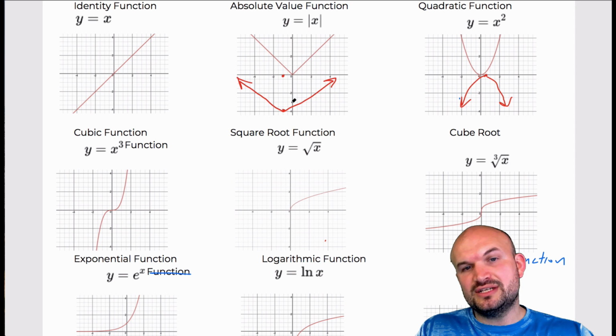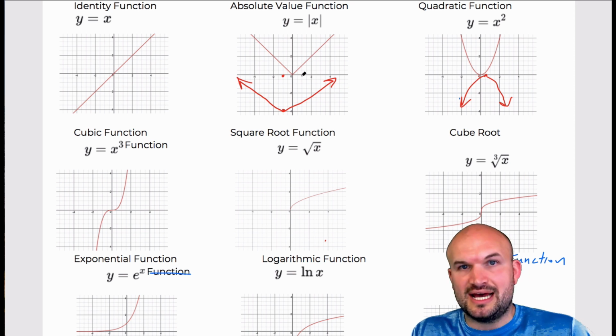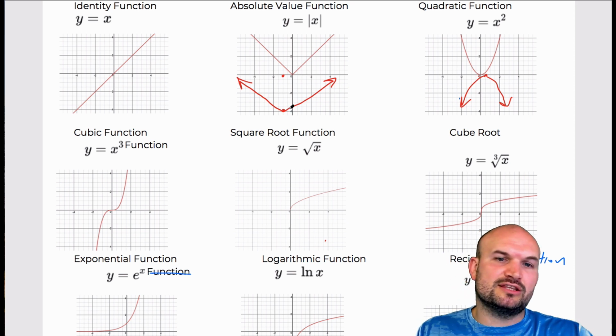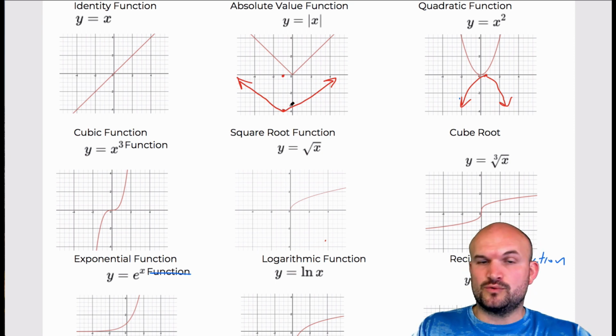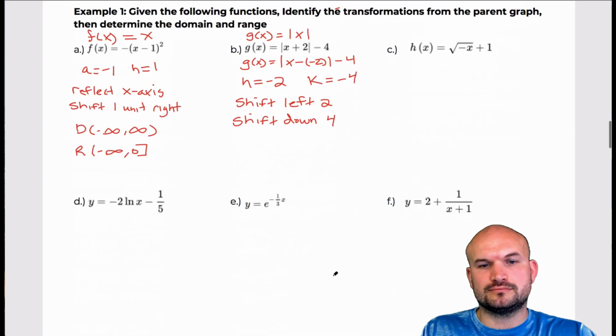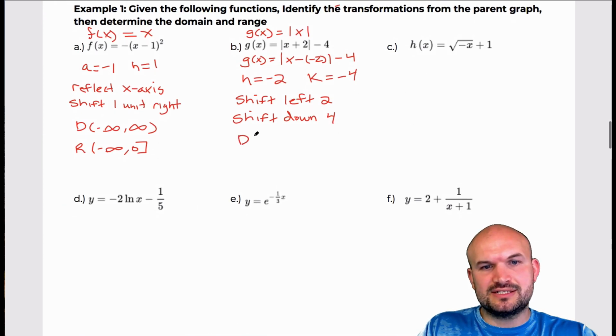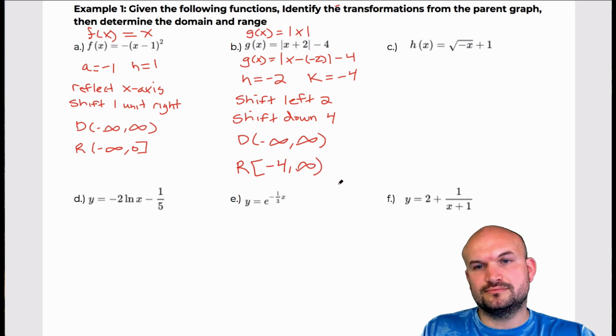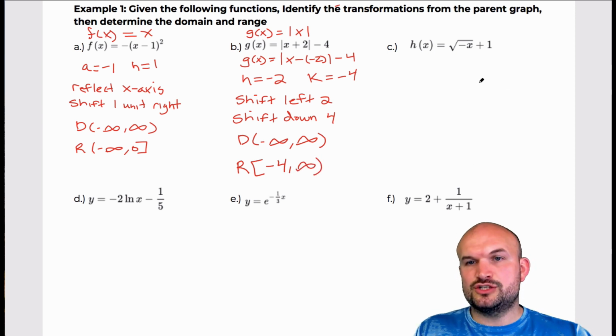Okay? So you can see that, again, the domain is all real numbers. That gets unchanged. But you can see that the range has been shifted down, right? Now the lowest point is -4. So the range is going to be from -4 to infinity. So my domain is still -infinity to infinity, and my range is now -4 to infinity. All right. Next one, square root function.